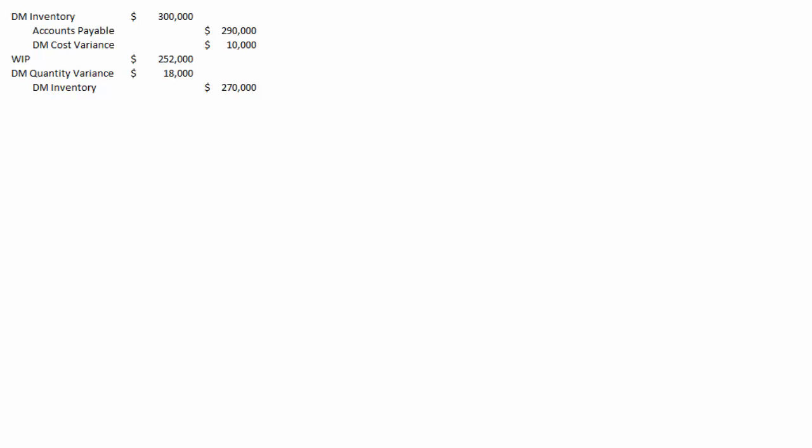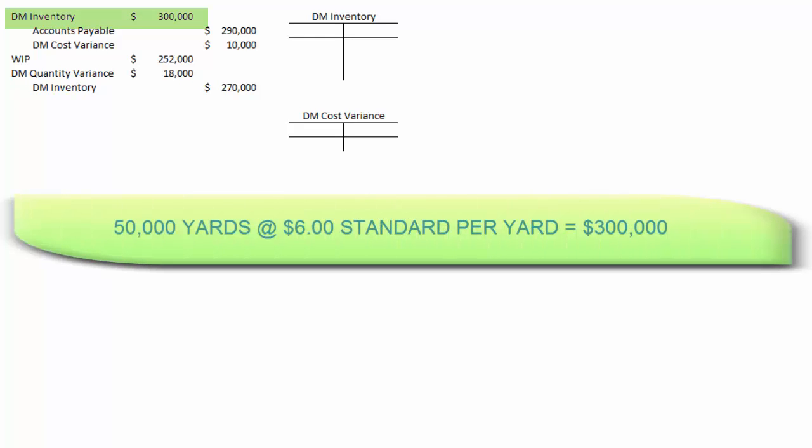So here are the direct material journal entries that we did when we were looking at the direct material variances. Let's just talk about each of these one more time. I'd like to either post them, or in the case of the variances, close them using a journal entry. So the direct materials inventory: remember that we purchased 50,000 yards of fabric and we put it into inventory at its standard cost of $6 a yard. So that's where the $300,000 came from.